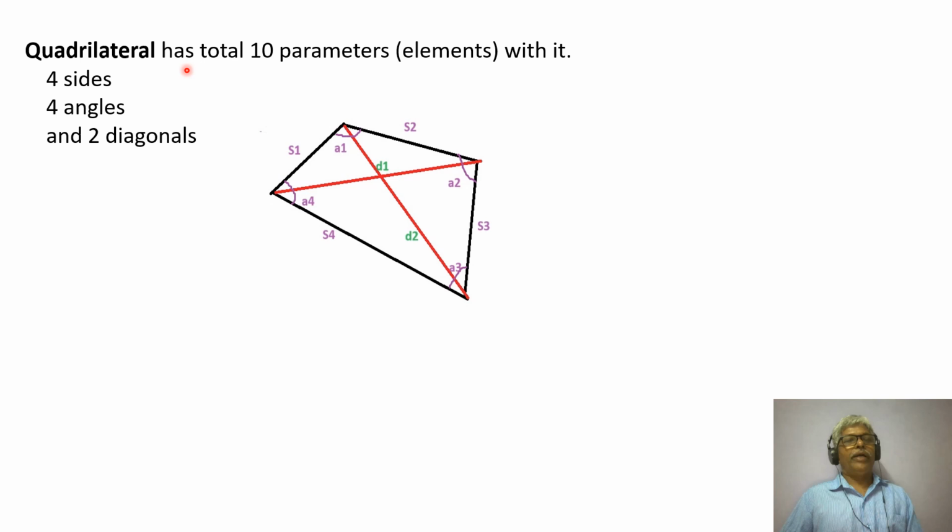A quadrilateral has a total of 10 parameters or elements, as we call them. This is a quadrilateral, that is, it contains four sides, four angles, and two diagonals. These are the four sides S1, S2, S3, S4. Then four angles A1, A2, A3, A4, and two diagonals D1, D2.